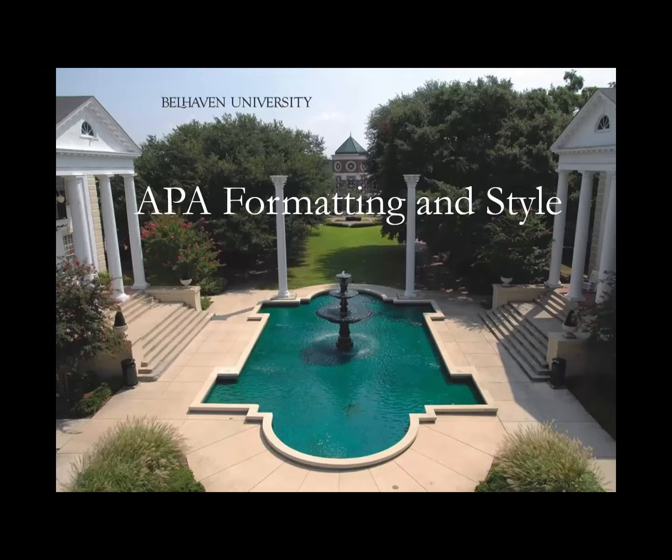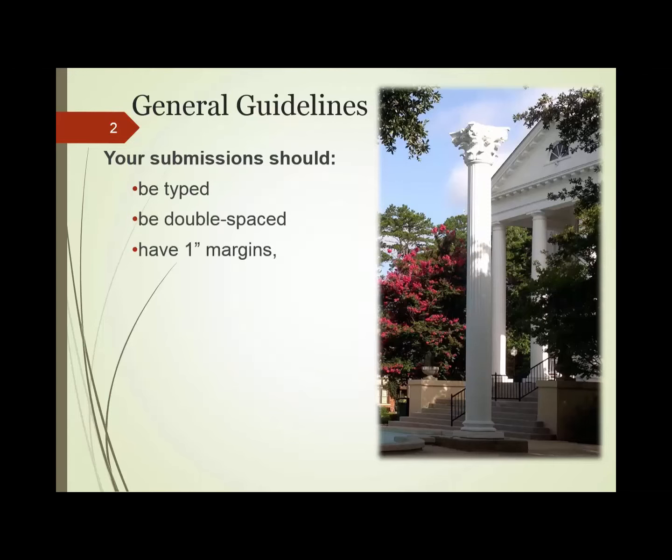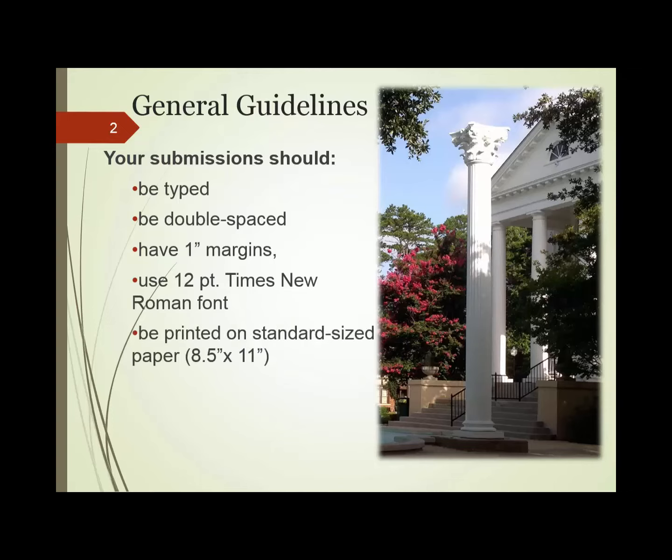I'm Dr. Wilkins, the Chair of Graduate Education, and I'm going to walk you through the minimum requirements you need on all formal assignments that you submit in the School of Education. First, some general guidelines. All of your submissions need to be typed, double-spaced, with 1-inch margins all the way around, in 12-point Times New Roman font. Plus, you need to use regular standard size 8.5 by 11 paper.